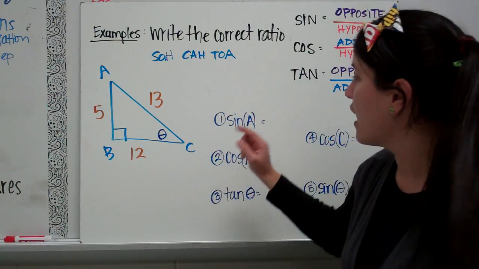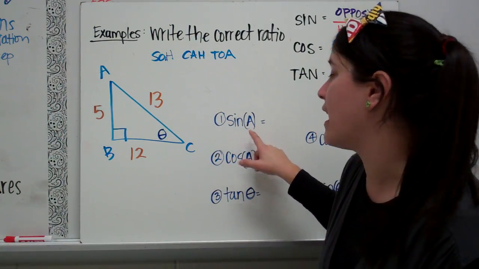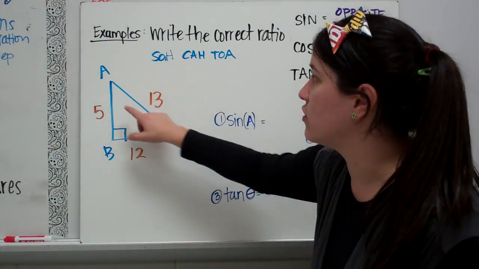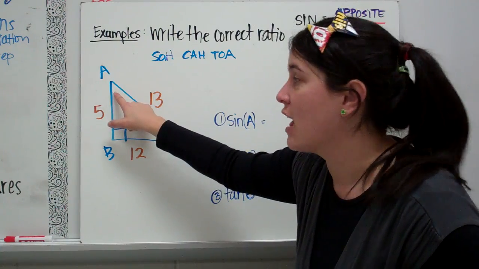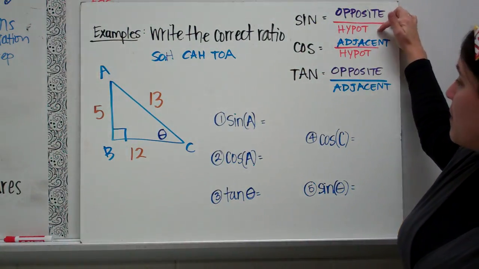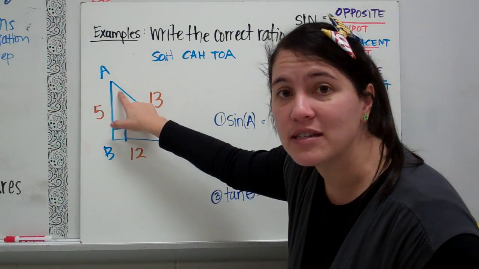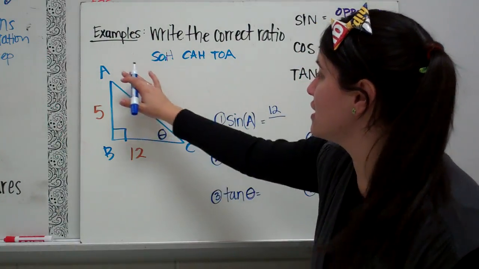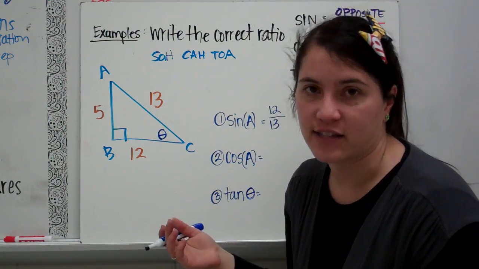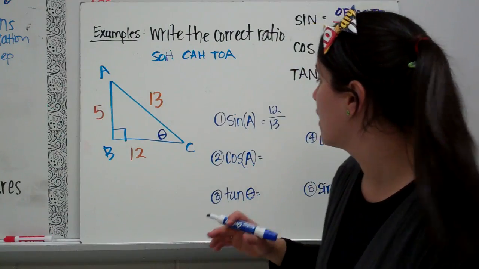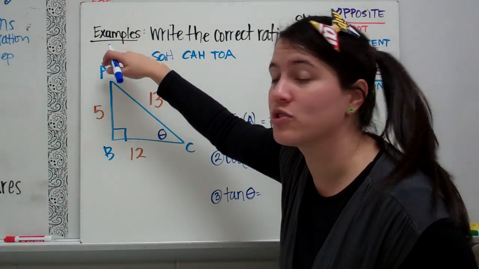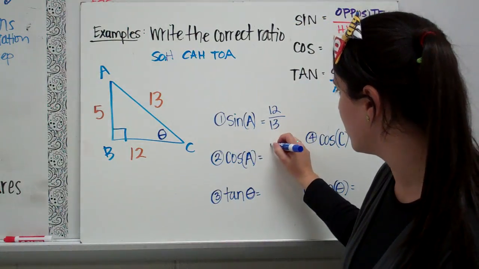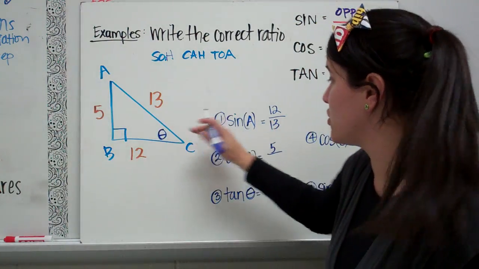So here are some examples. For number 1, the sine of A: I want to know what the ratio is for the sine of A. So if I look at this triangle, my perspective is A. Sine is opposite over hypotenuse. So if I'm at A, the opposite side is 12. The hypotenuse is 13. The cosine from A, so again we're starting with A. The cosine is the adjacent side to A, so 5, over the hypotenuse, which is 13.